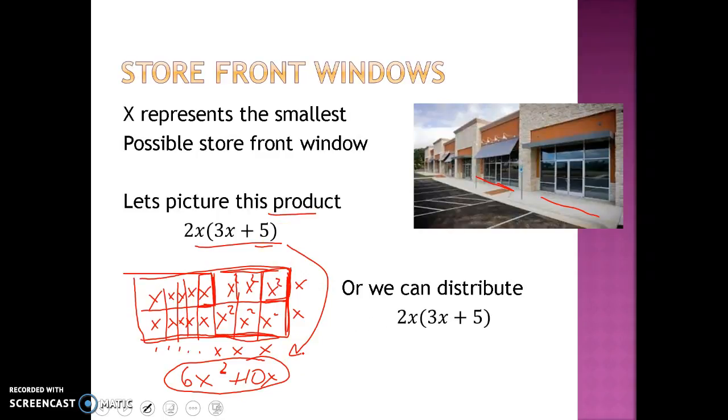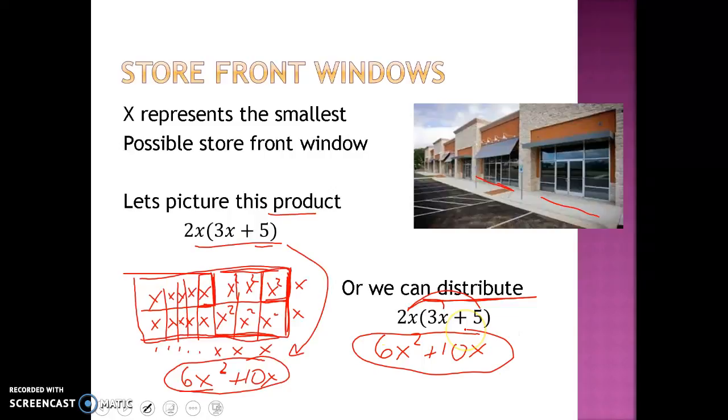Well, can I do that a different way? Can we do that by using the distributive property? And yes, we can. Here's how we would do that. We would take 2X times 3X. Well, the 2 times the 3 gives us 6. X times X gives us the X squared. And that's how we got the X squared. Then I could take 2X times 5. And 2 times the 5 is 10. And then I have the X. And so you can see my answer there is 6X squared plus 10X.